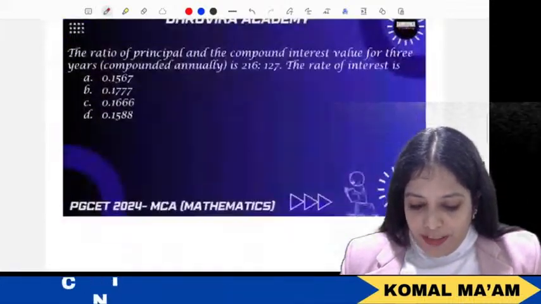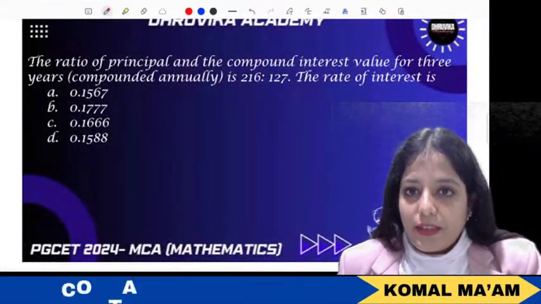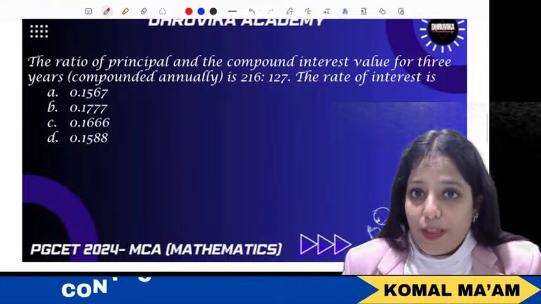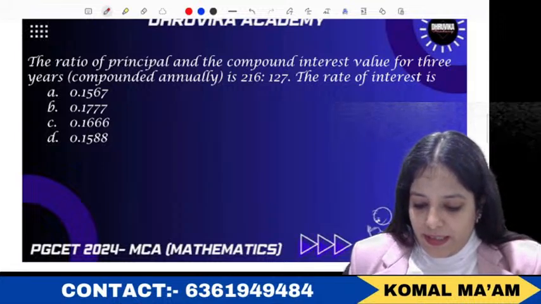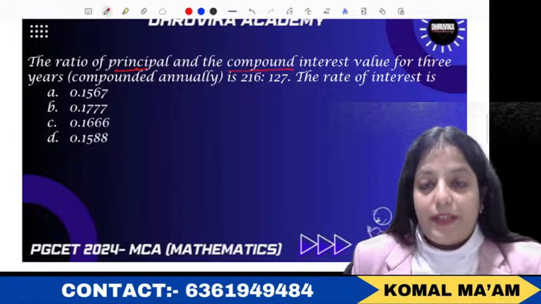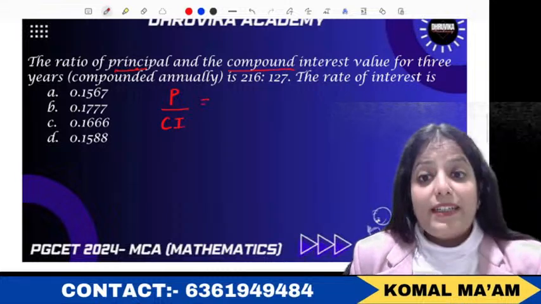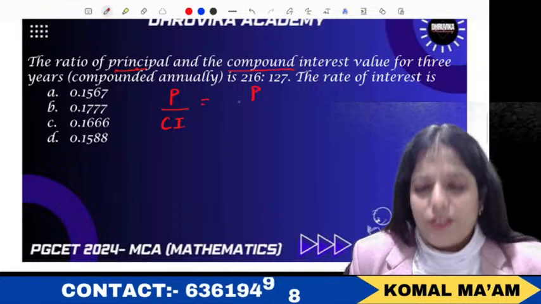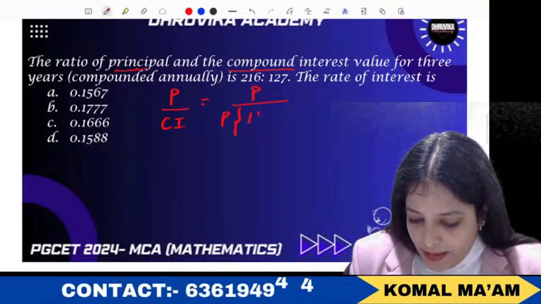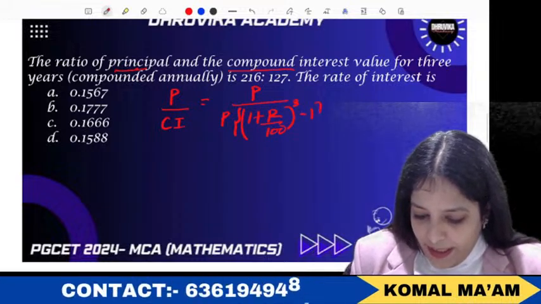Okay, now coming to the next question. This is a very important question. Focus. The ratio of principal and the compound interest value for 3 years compounded annually is 216 is to 127. The rate of interest is, see what they have given. They have given the ratio of principal and compound interest. So principal upon CI for 3 years they have given. So principal upon, what is the formula of CI, guys? It's nothing but P into 1 plus R upon 100, power would be 3, minus 1. So P and P would be cancelled.